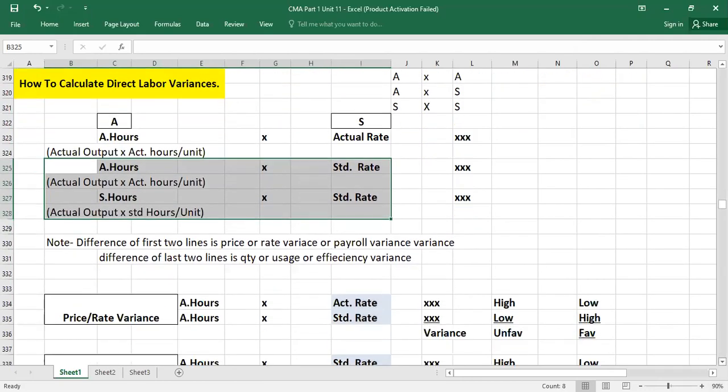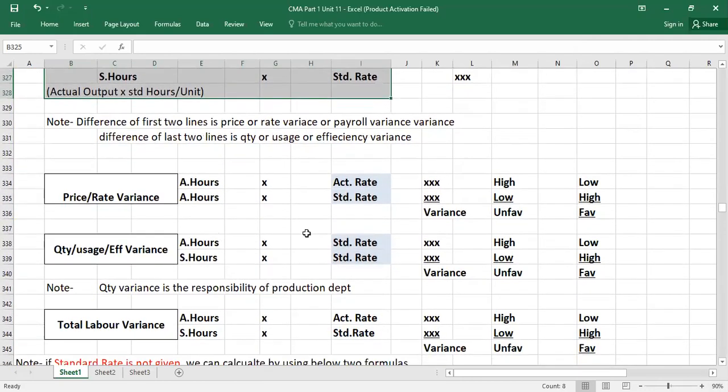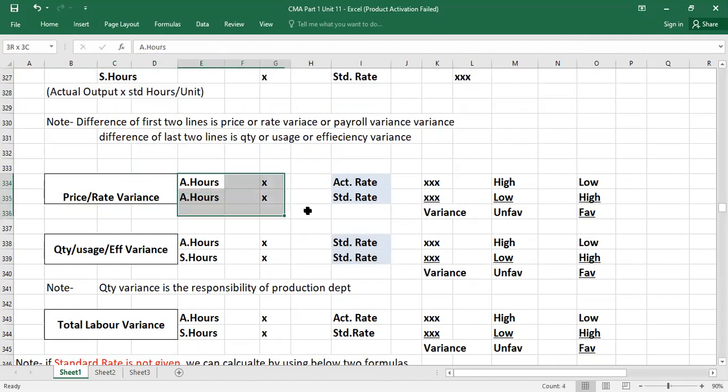Let's go to the formula now. So we have actually two formulas. We have a price or rate variance and a quantity usage or efficiency variance. For the price or the rate variance, we will take the difference of the first two lines, and the first two lines are actual hours times actual rate, and actual hours times standard rate. So the difference of these two lines will result in the variance.